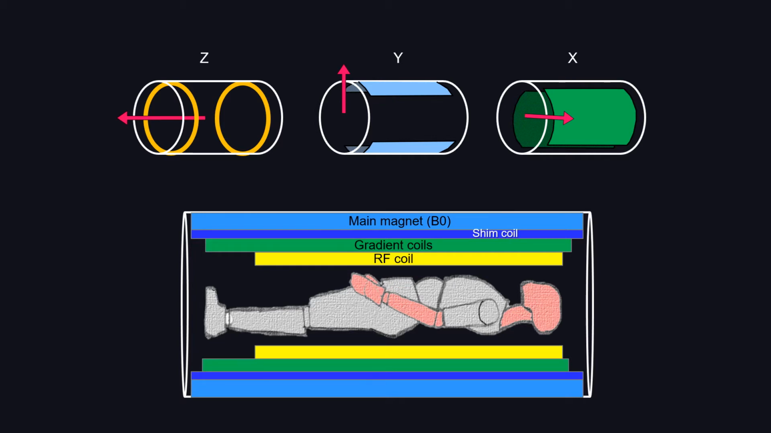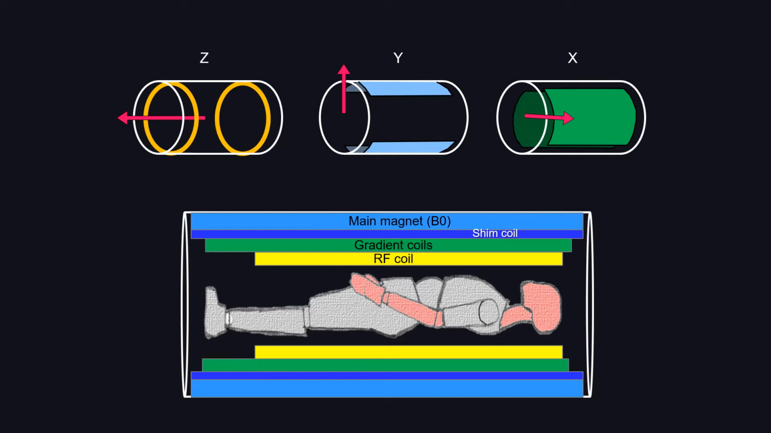In general, all the clinical MRI comprise a main magnetic field, and that's always on. It could be 1.5 Tesla, 3 Tesla. Then you have the XYZ gradient coil. In between, usually you have the shim coil. Closest to the body, you have the radio frequency coil.